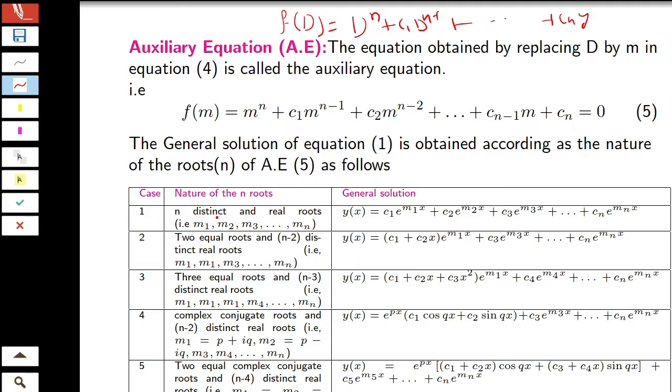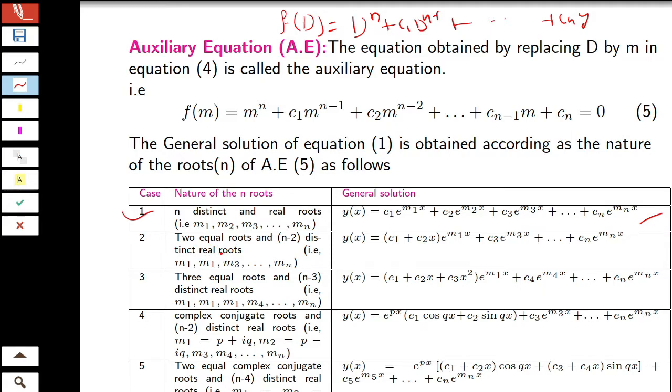In the first case, n distinct and real roots. The possible roots are real and distinct, real and equal, and complex conjugate. Like in a quadratic equation we get such roots, here we will get n roots, m1, m2, and so on up to mn. Case 1: m1, m2, and so on up to mn are real and distinct. In that case we write the solution as c1 e power m1x plus c2 e power m2x, and so on, plus cn e power mnx. This is your first case.